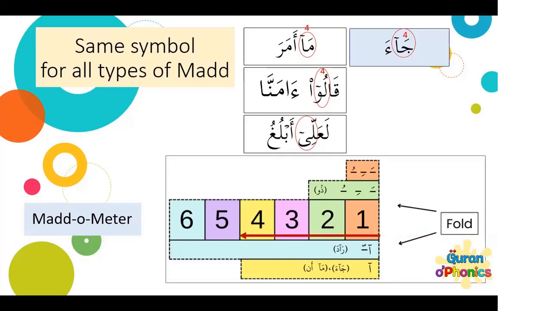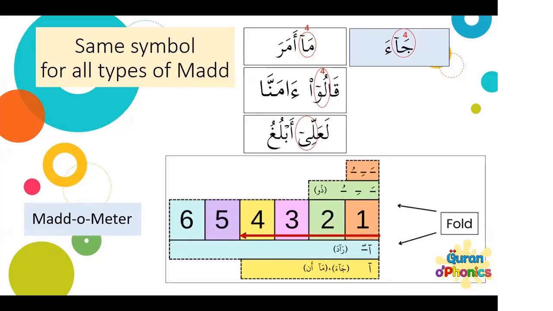So for example, whenever the child sees this stretchy mud symbol, they have to run their finger along from 1 to 4 while they're saying it. So for example, they would say ja'a, ja'a, and run their finger along for 4.